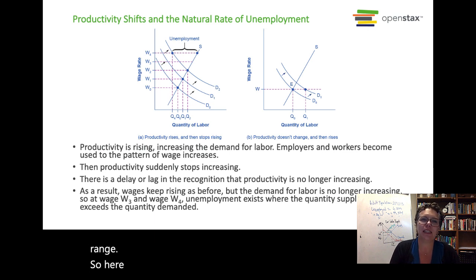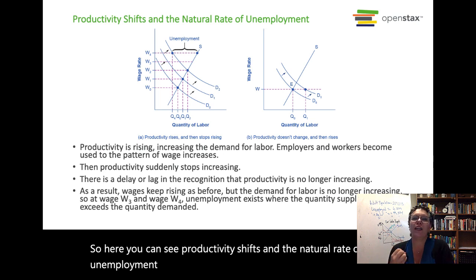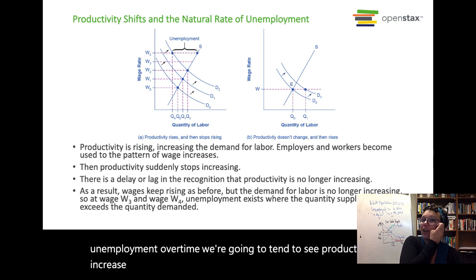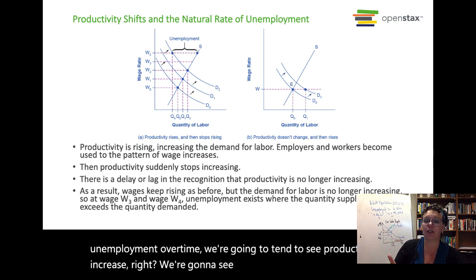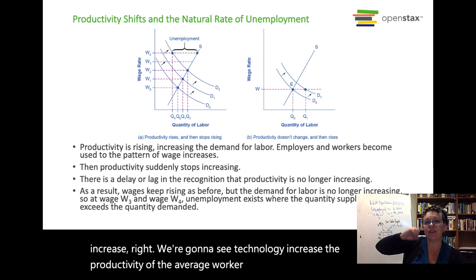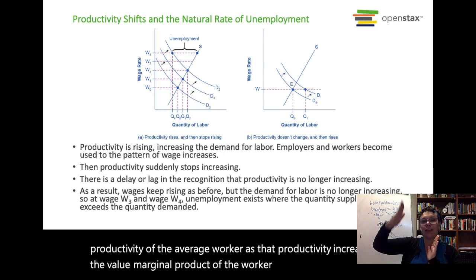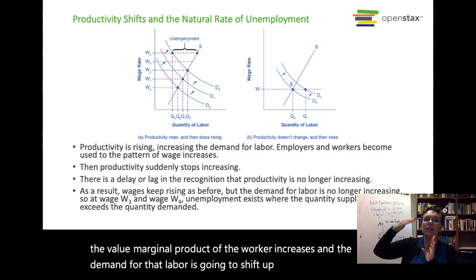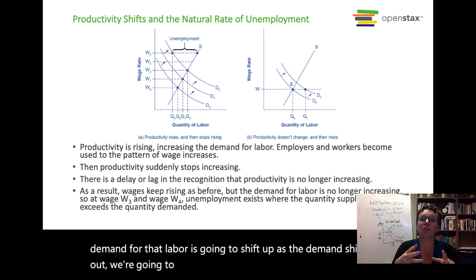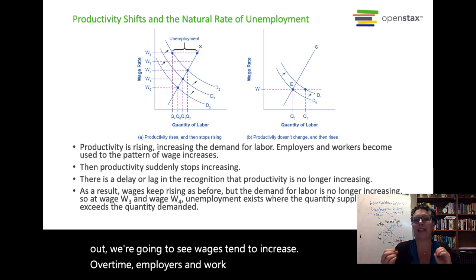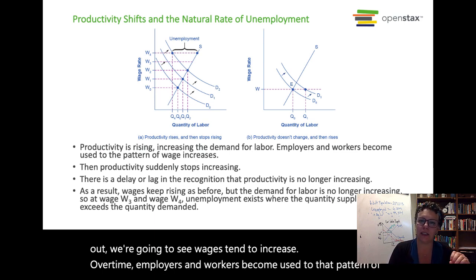So here you can see productivity shifts and the natural rate of unemployment. Over time, we're going to tend to see productivity increase, right? We're going to see technology increase the productivity of the average worker. As that productivity increases, the value of the marginal product of the worker increases, and the demand for that labor is going to shift up. As the demand shifts out, we're going to see wages tend to increase. Over time, employers and workers become used to that pattern of wage increases.